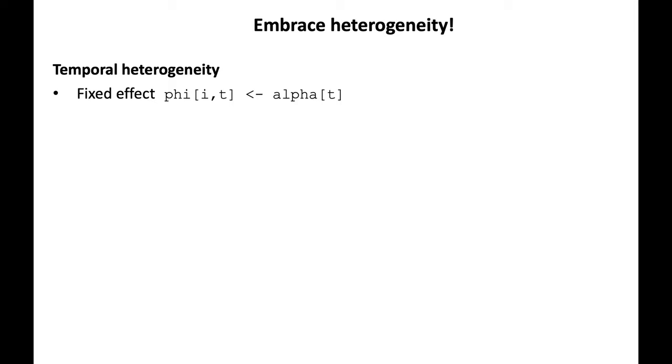First, temporal heterogeneity, or year-to-year or occasion-to-occasion variation. To capture and explain this heterogeneity in time, one possibility is to estimate one survival parameter per time interval. That's what we saw before. These are the alphas here. So we say, okay, our general phi parameter, which is individual and time specific, is just a vector of time parameters, alpha. And these are fixed effects in the GLMM, generalized linear mixed model terminology, or random effect models terminology.